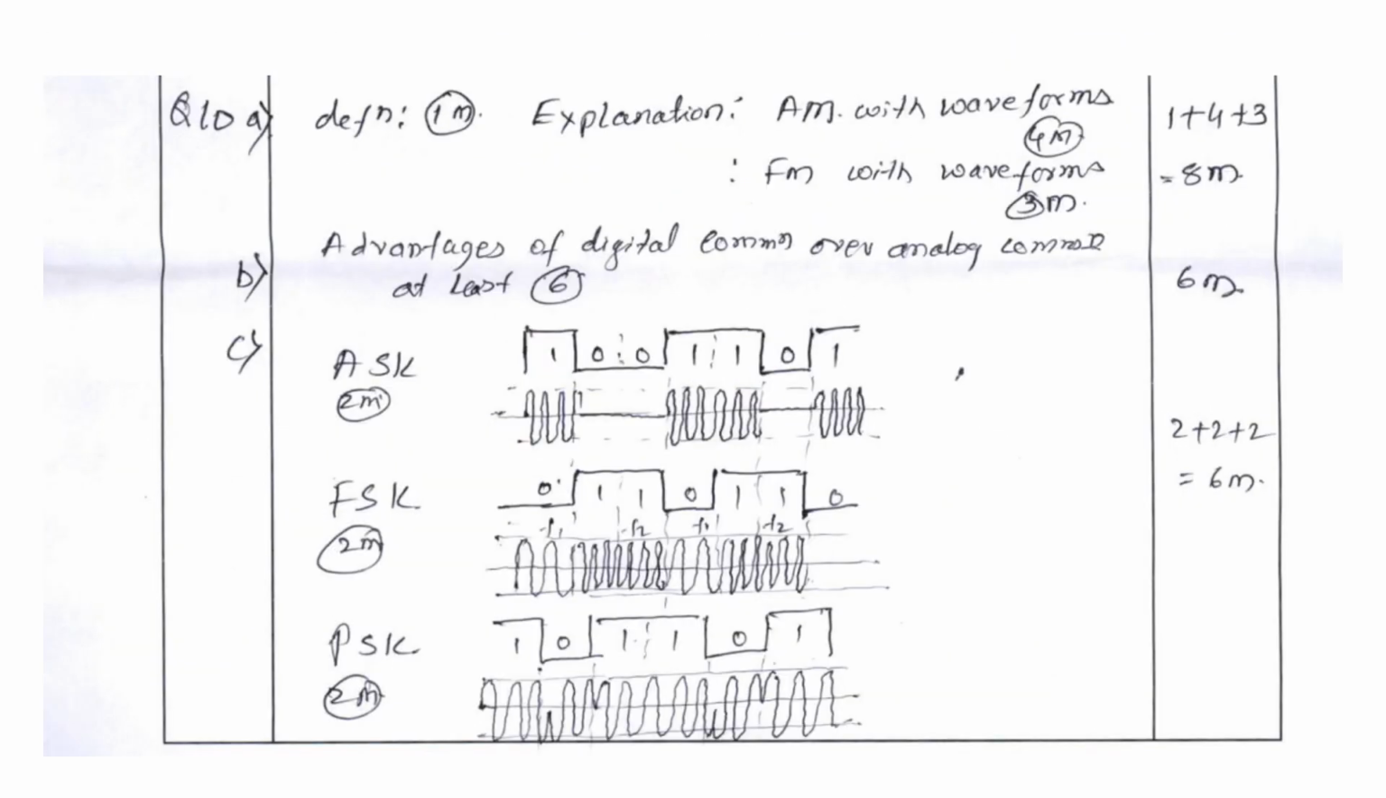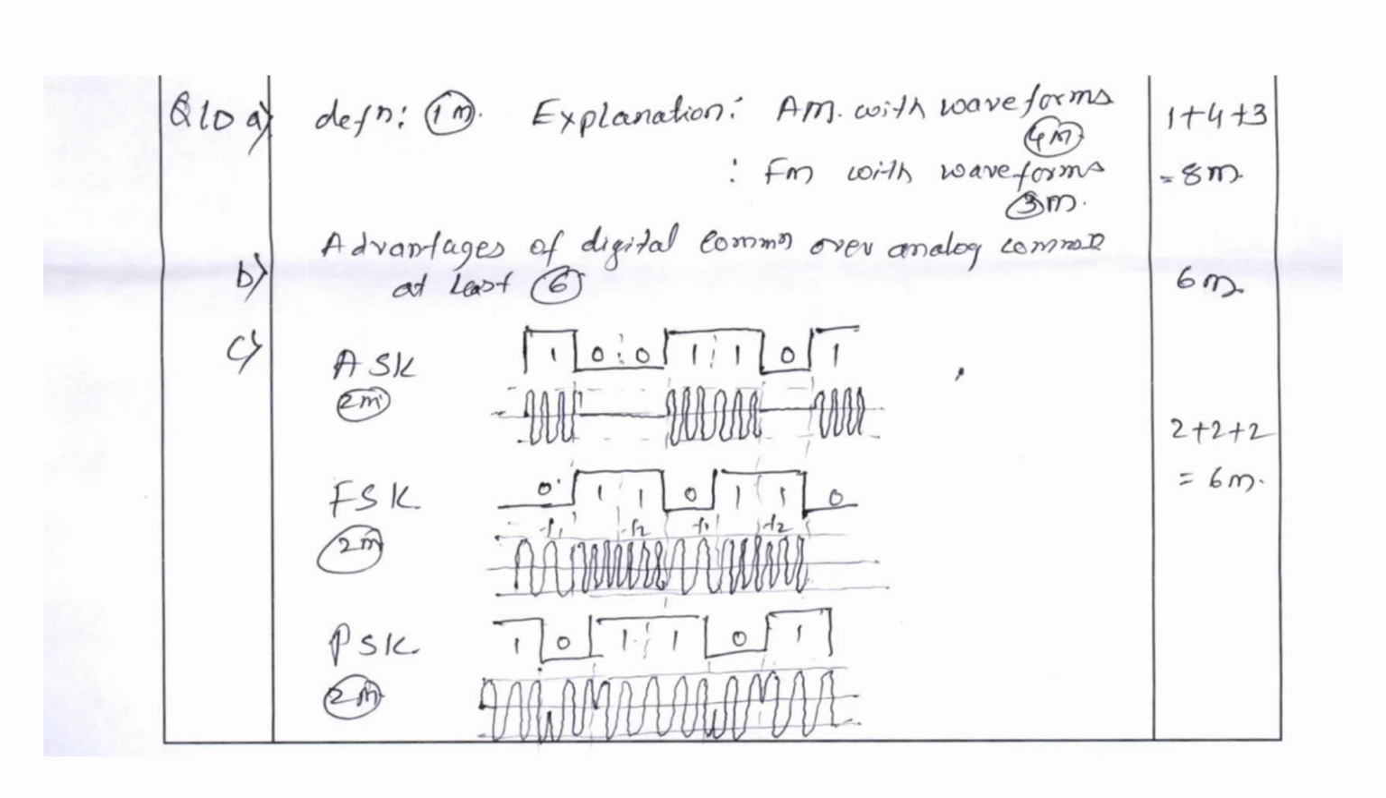The OR choice of fifth module will be explanation of modulation. Definition for modulation carries 1 mark. And what is amplitude modulation with the waveform? If you write it, it is for 4 marks. And frequency modulation with waveform, when you write it, it is of 3 marks. So totally it is of 8 marks.